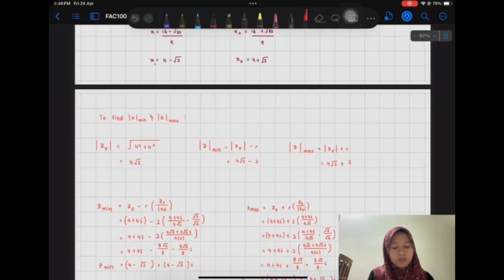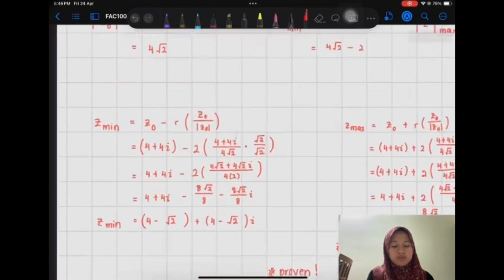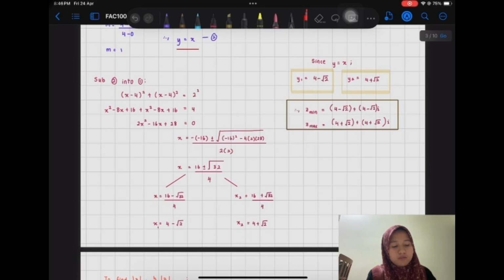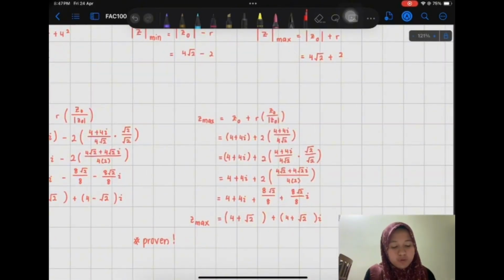If we try to prove this by using the equation, just substitute the values into this formula, and then you will get z minimum to be 4 minus root 2 plus (4 minus root 2)i, which is the same as the previous one. And the same goes for z maximum. We substitute the known values into this equation, and then we will get our z maximum to be 4 plus root 2 plus (4 plus root 2)i.